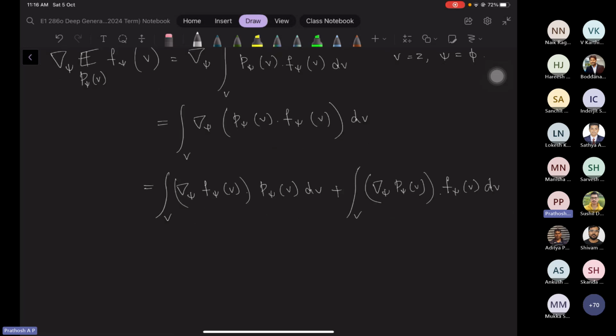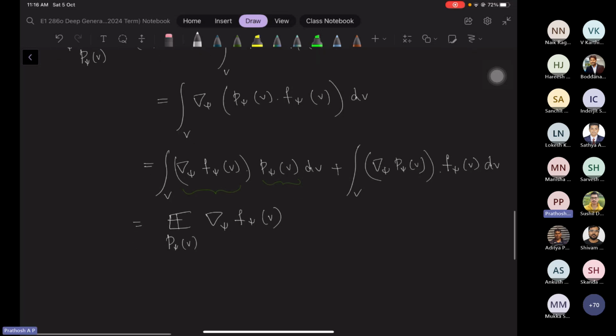Now, what is the first term? Look at the first term. You have some function here and a probability distribution here, and there's an integral. What is that? This is an expectation of the gradient with respect to p psi of V. Okay. This second term is not an expectation.